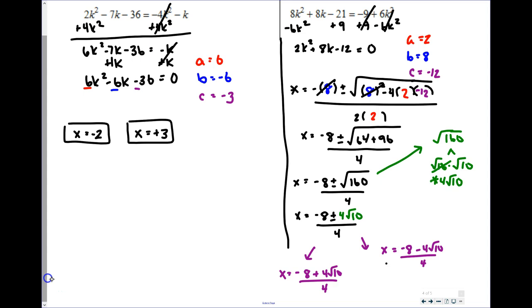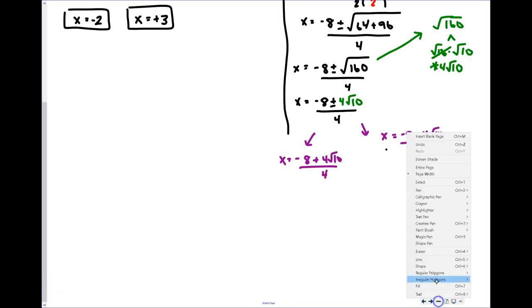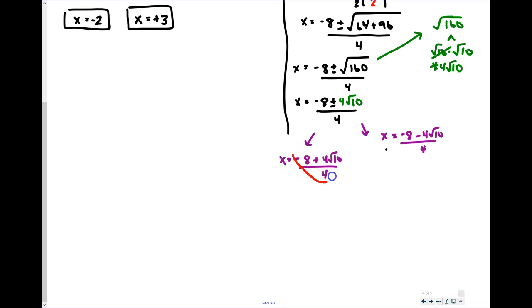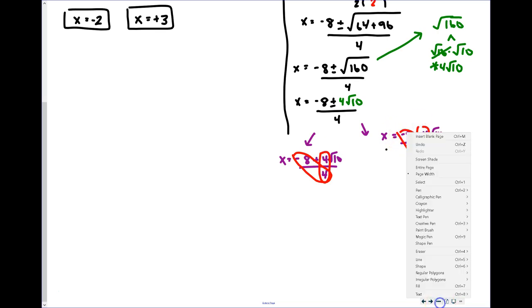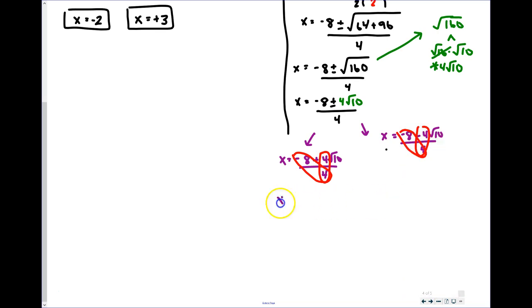Now if you left these answers like this, I would take it. I might give bonus points if you actually go one step further. And the step further is to butterfly this and to reduce these two fractions. So I'm not going to force you to do that, but if we butterfly this, I get x equals negative 2, because negative 8 divided by 4 is negative 2, plus 1 square root 10. Then if I do this one, I get negative 8 divided by 4 is negative 2, and then negative 4 divided by 4 is minus 1 square root 10.